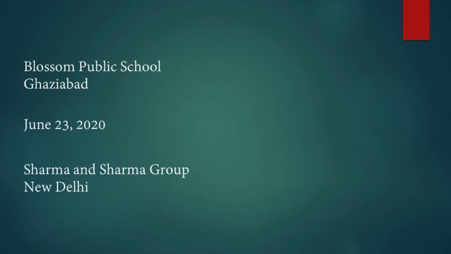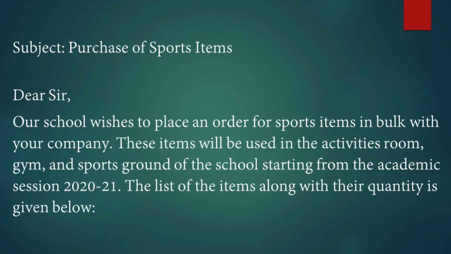So, we start off by writing the address of the sender without the name, then leave a line, then you are going to write the date in that particular format, then again leave a line, then you are writing the name of the shop from where you want to buy the goods. Now, after that we write the subject. Now, look at the subject, it is purchase of sports items. You can also write placing an order for sports items. So, after that we have dear sir as the salutation, and then the first paragraph.